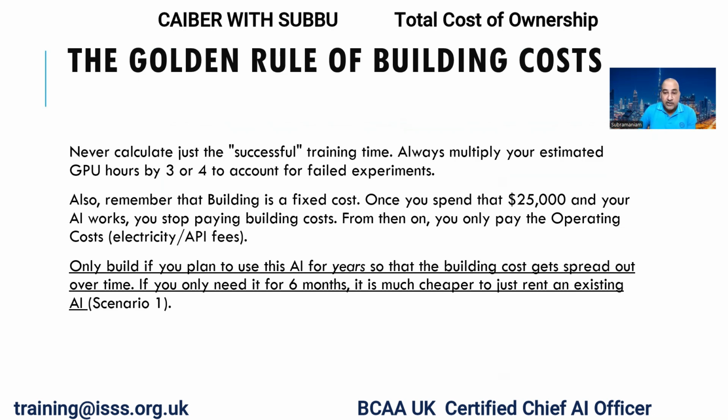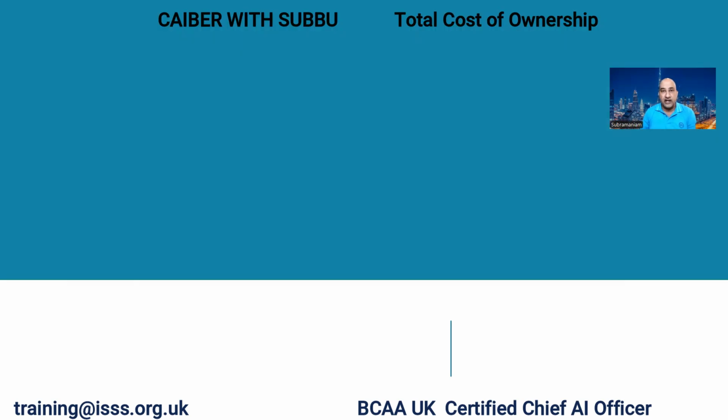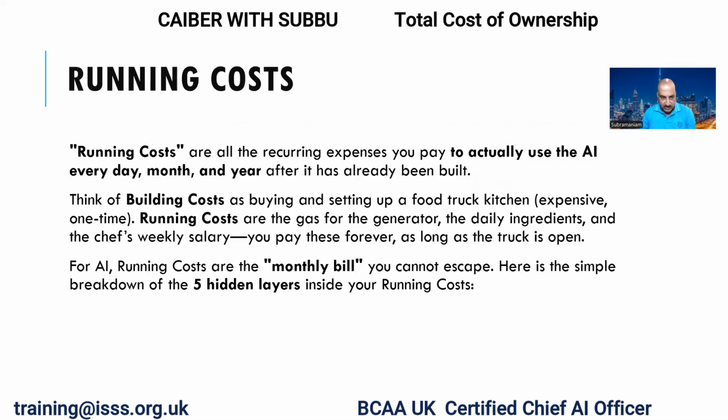Remember, building is a fixed cost. Once you spend $25,000 on your workshop, you stop paying the building cost. Then you pay only for the operating cost. Only build if you plan to use this AI for so many years to come. Otherwise, if it's just going to be for 6 months or so, go for rental basis.